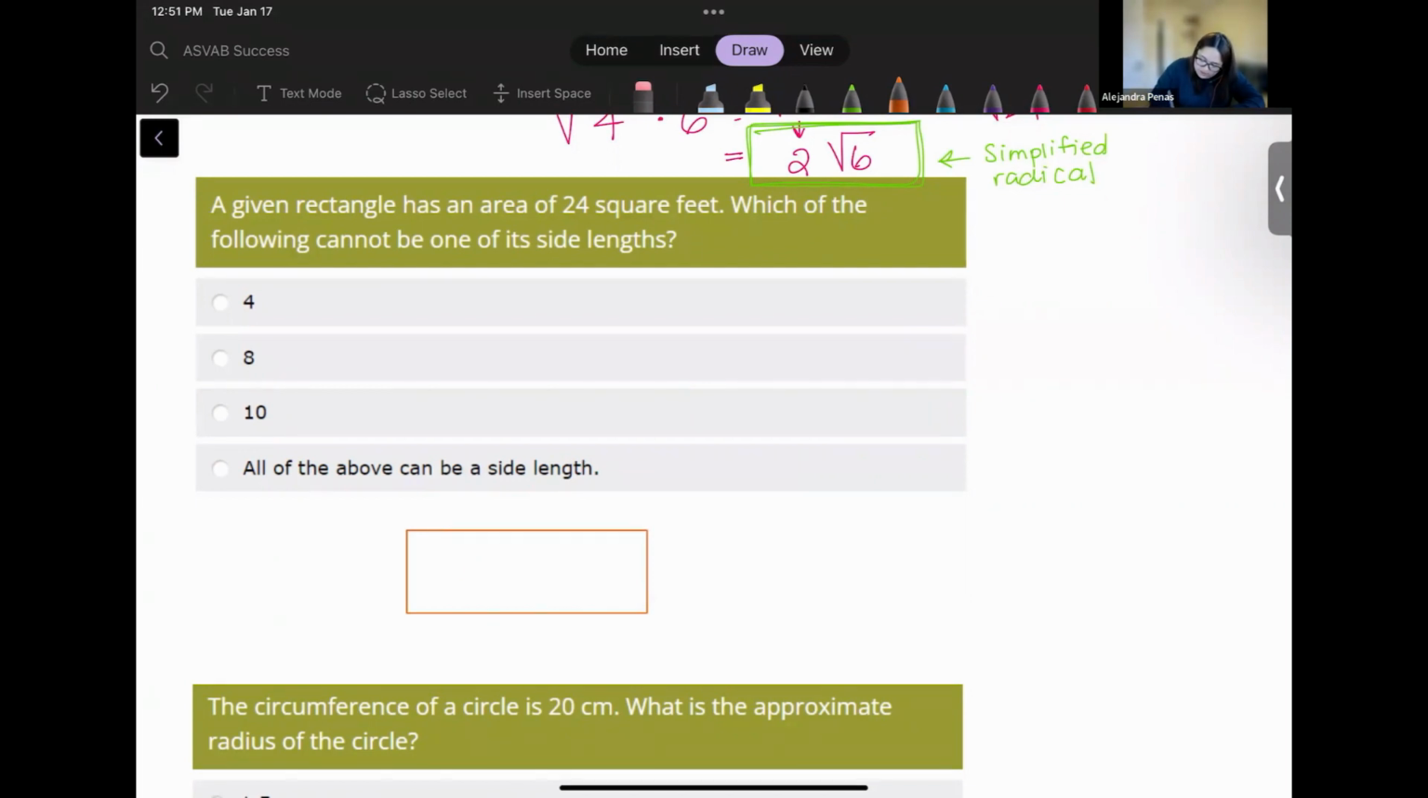And they tell me that the area of this rectangle is equal to 24 square feet. How do you calculate the area of a rectangle? What's the formula for area of a rectangle? Is it length times width? Yep, length times width. So we have length times width. The area is supposed to equal 24. So what two numbers can I multiply to get 24?